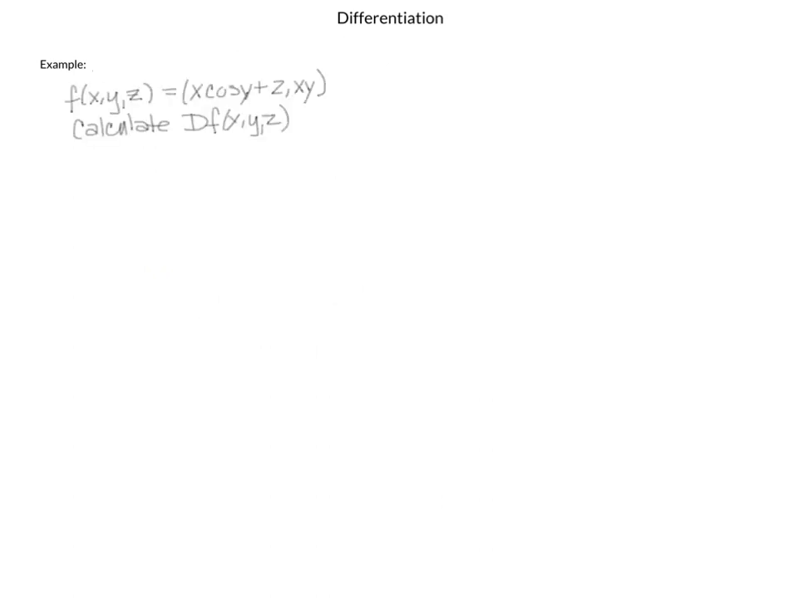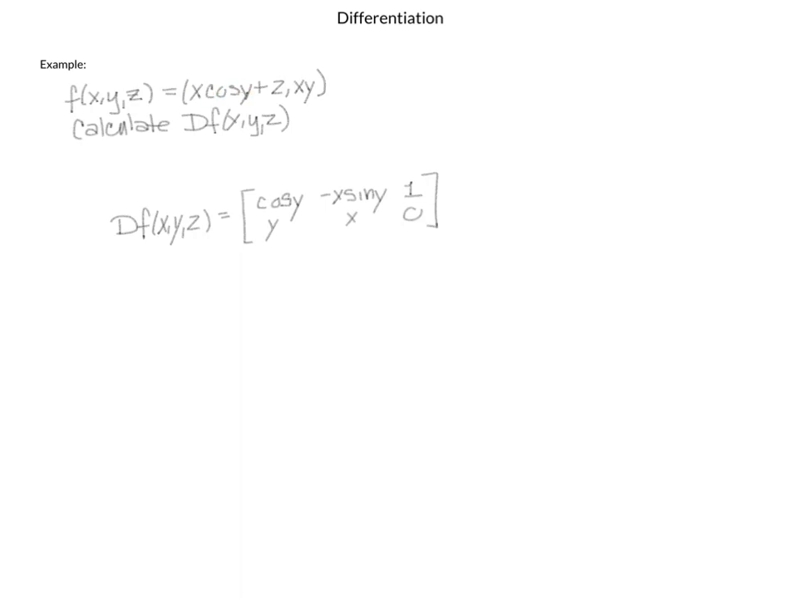Our next example problem is to calculate the matrix of partial derivatives for this function here. The matrix of partial derivatives is, for the first function, we take the derivative with respect to x, with respect to y, and then with respect to z. And then we take our next function and calculate the derivative with respect to x, with respect to y, and with respect to z.